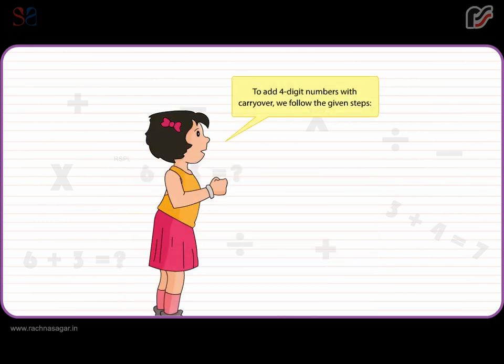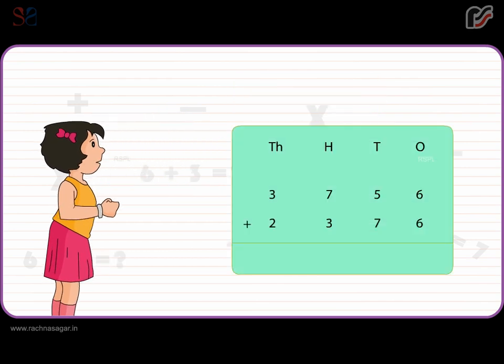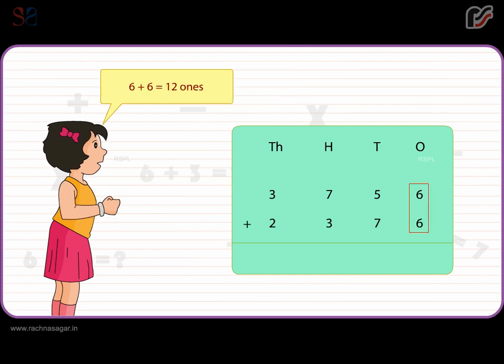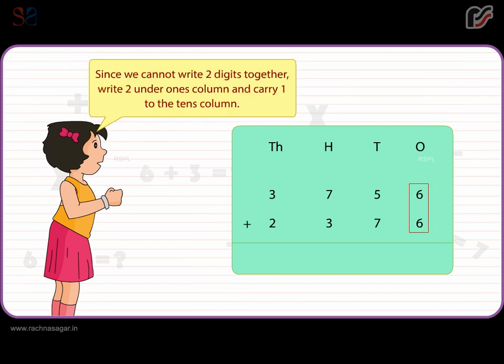Adding 4-digit numbers with carryover. To add 4-digit numbers with carryover, we follow the given steps. For example, to add 3,756 and 2,376. First add the ones. 6 plus 6 is equal to 12 ones. Since we cannot write 2 digits together, write 2 under ones column and carry 1 to the tens column.